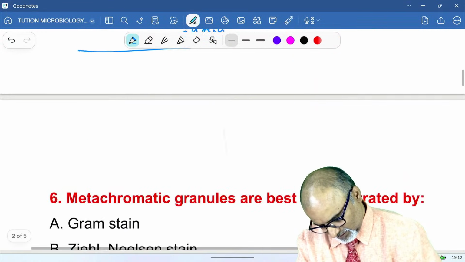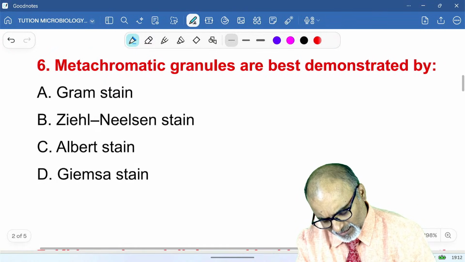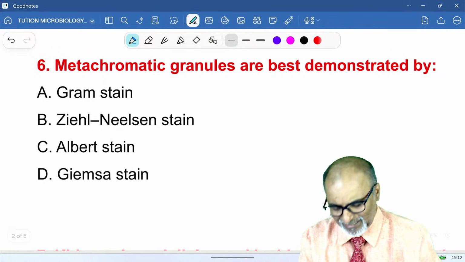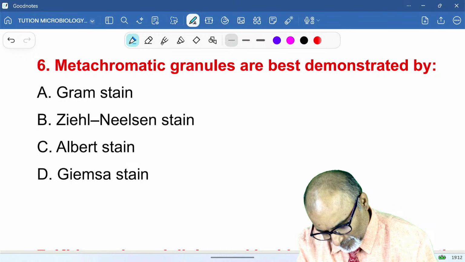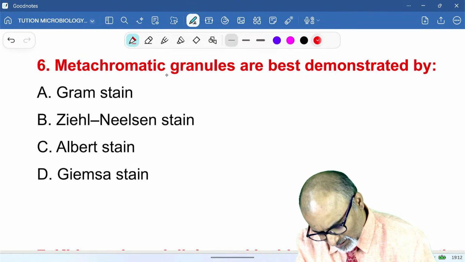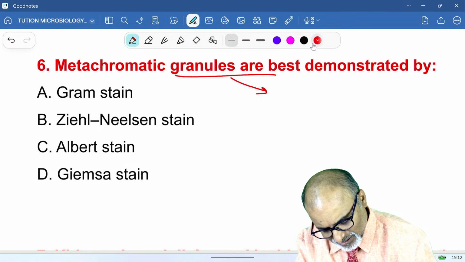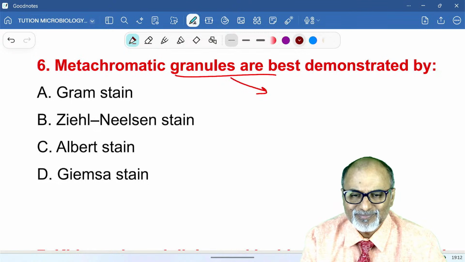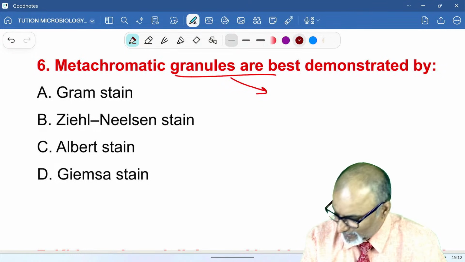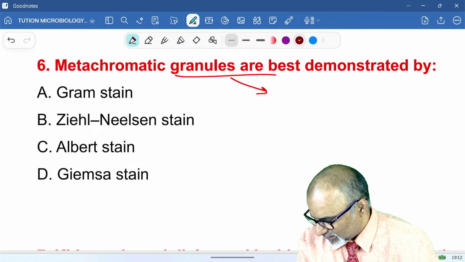Next: metachromatic granules are best demonstrated by? Beautiful question. What are metachromatic granules? It is otherwise called by any other name? Babes-Ernst granules. Very good. Babes-Ernst granules.